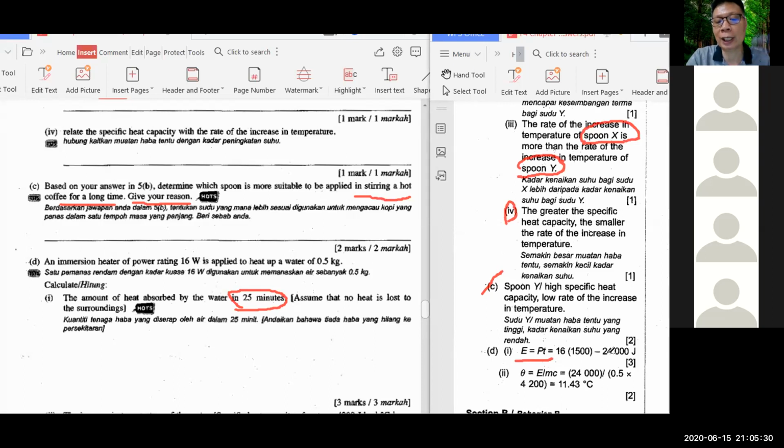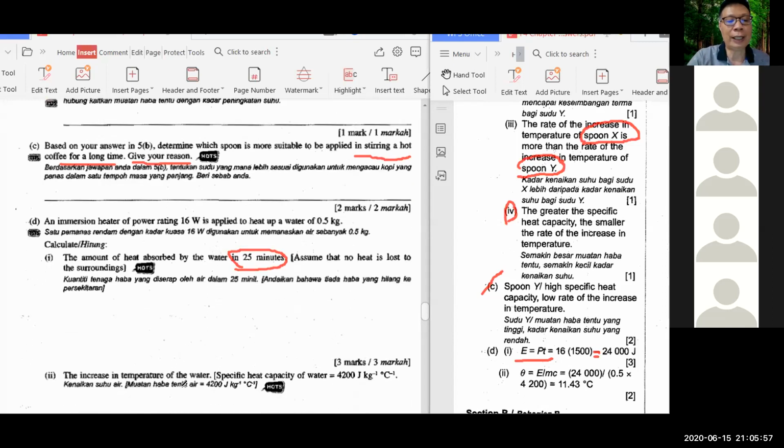So you get this answer, 16 times 1,500. What is the answer? Okay, not minus, here is equal. So 24,000 joule. Okay, done. This one finished.